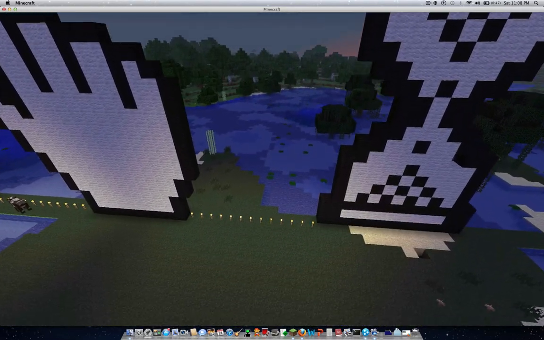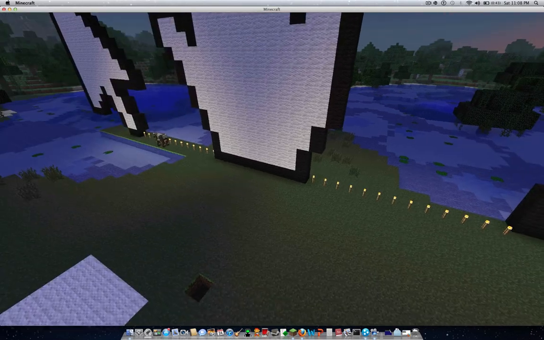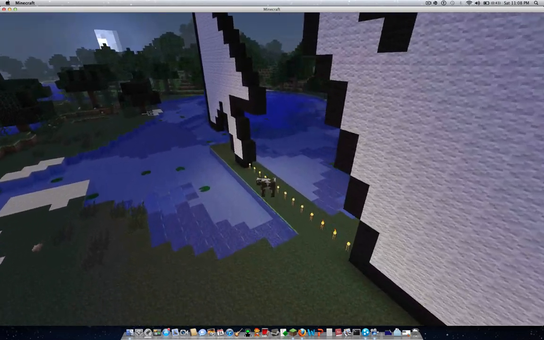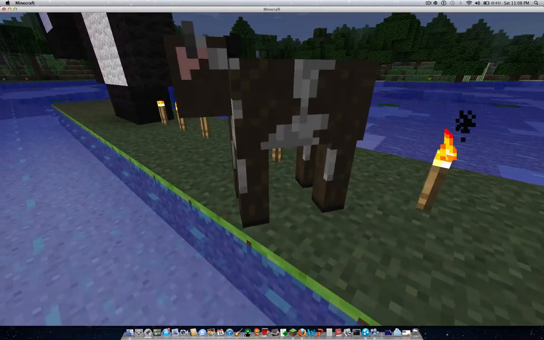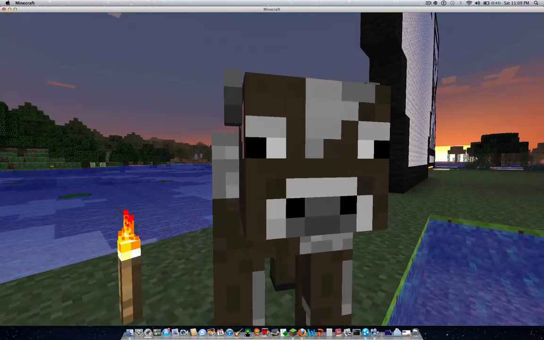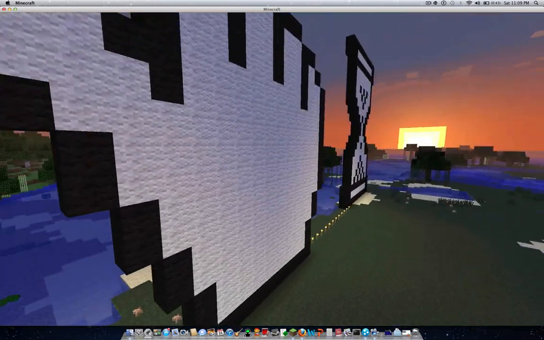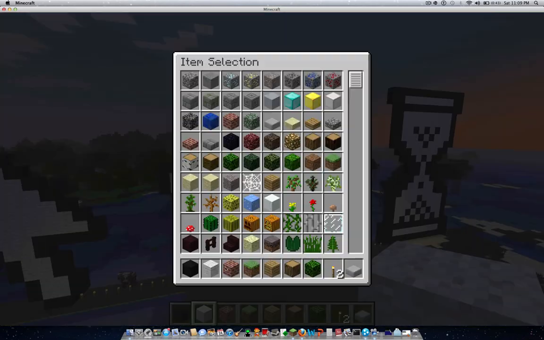So yeah, I placed torches down because I did this at nighttime. And yeah, there's a cow. Hello, cow. You will die. Okay, so yeah, just these two.